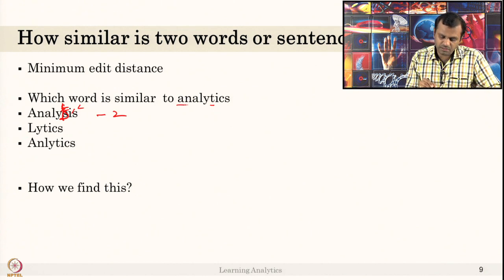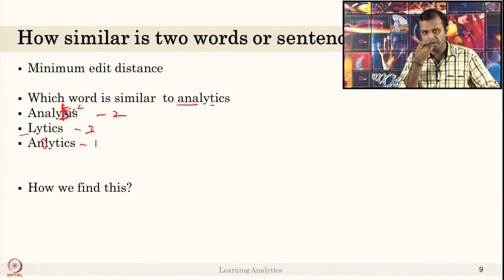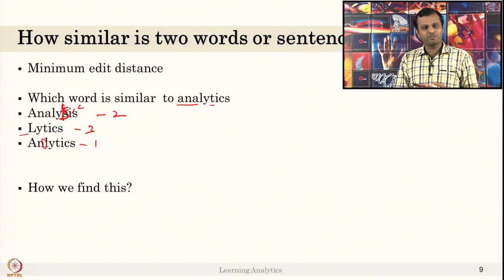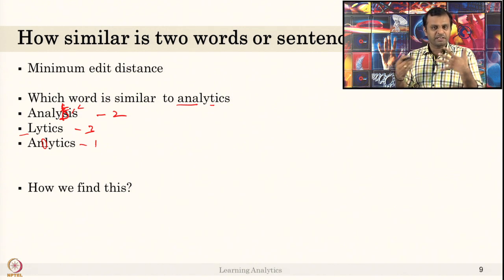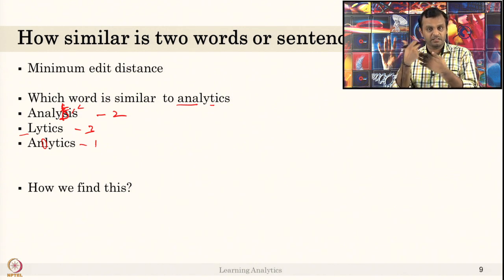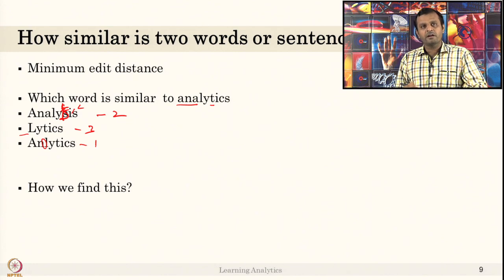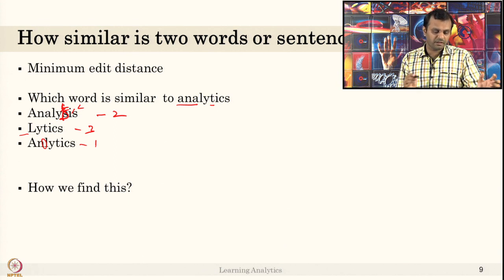Here "lytics" is there, so I might need to insert three letters, three actions. And here only one letter is missing, so I am inserting only one. But identifying this is not easy. I need to understand that "lytics" is actually occurring in the last six letters, not in the first three or something like that. Which means there should be a big matrix comparing each and everything to see where it is matching. It looks complex, but if you have a proper algorithm, it's easy to do. So that's how the minimum edit distance is computed.